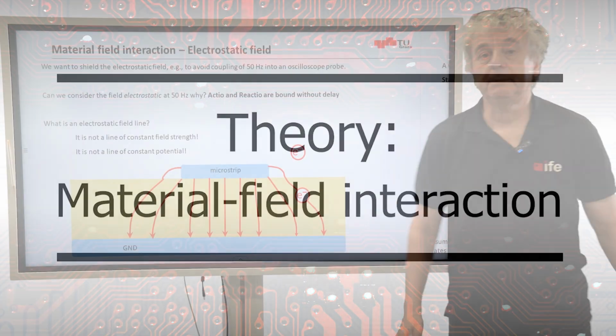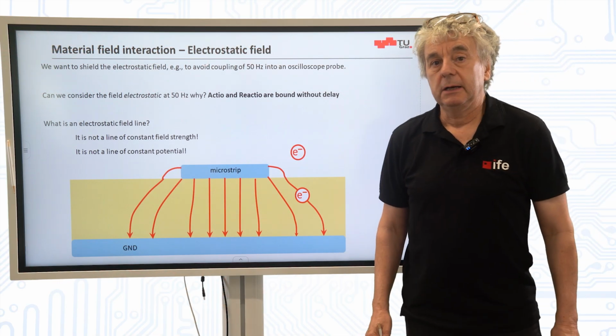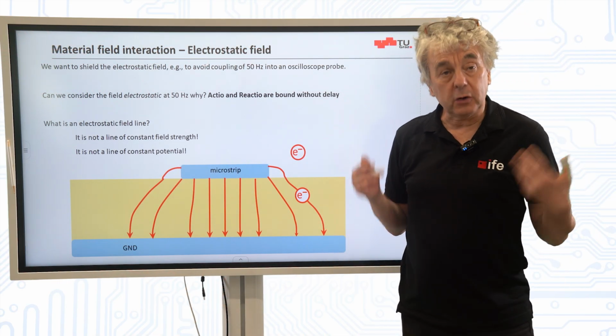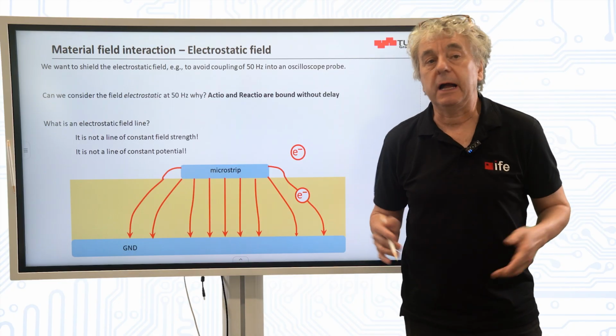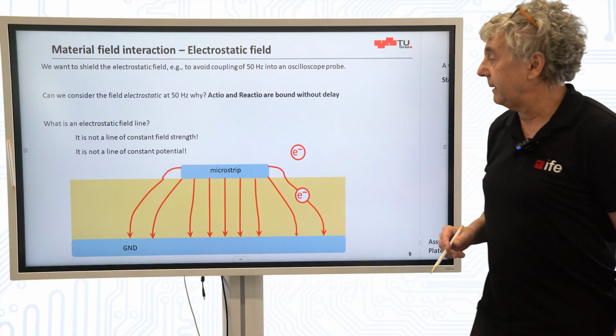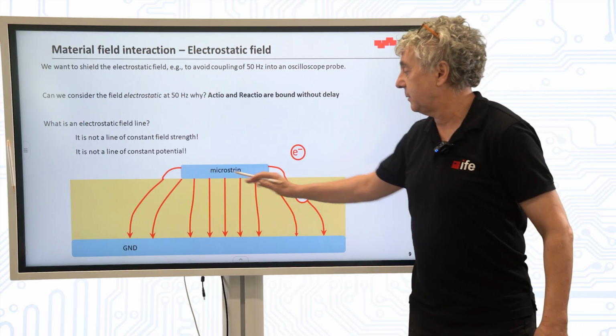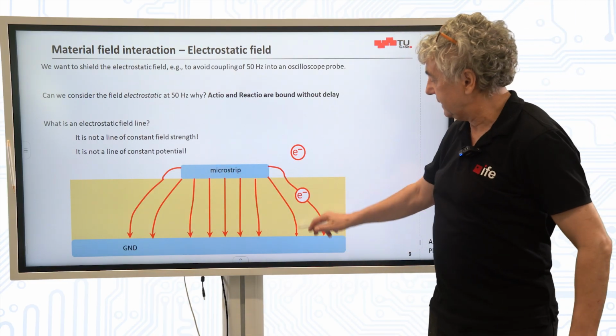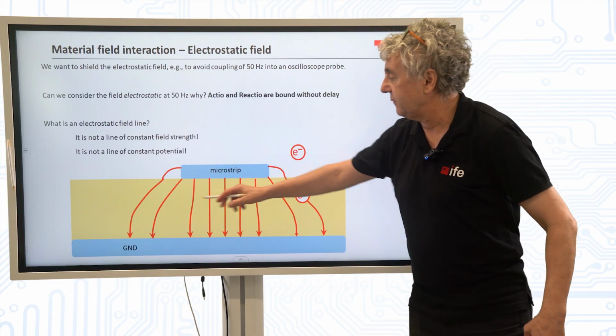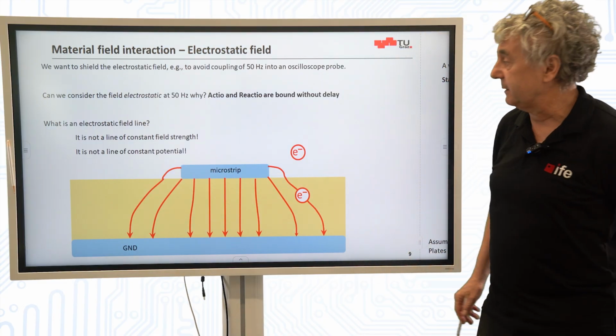Now let me explain a little bit about material interaction with respect to electric field. We're talking about very low frequency, maybe electrostatics, not gigahertz. What I show here is a microstrip, a piece of metal here, a ground, and a typical structure of electric field lines. Maybe not perfect, but shown.